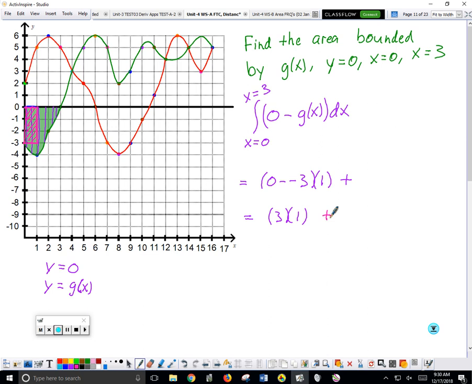Okay. So the next subinterval, we'll do that in blue. The value of g would be -4. So I'd have 0 subtract -4 multiplied by 1. The final subinterval, since I'm doing a left Riemann sum, would be negative 2, so 0 minus -2.